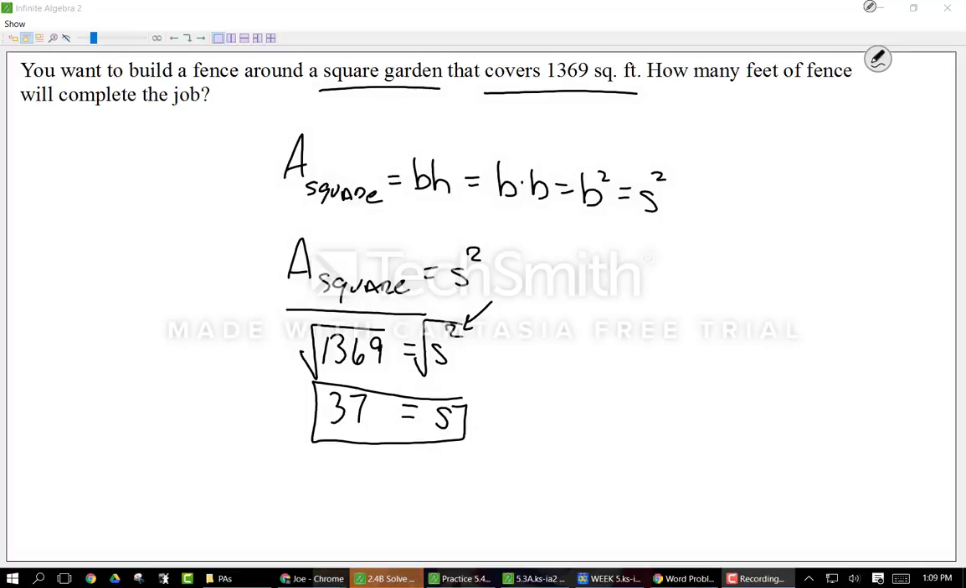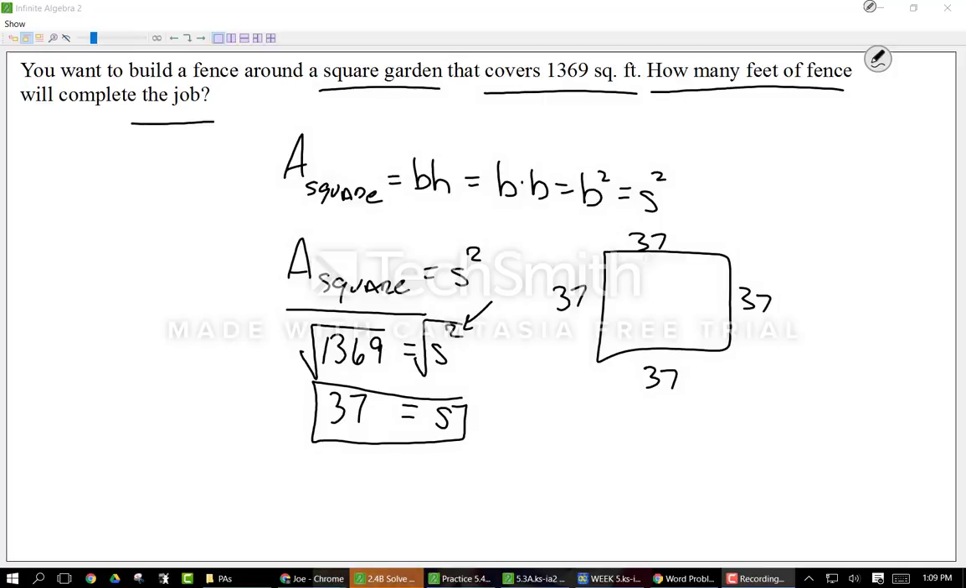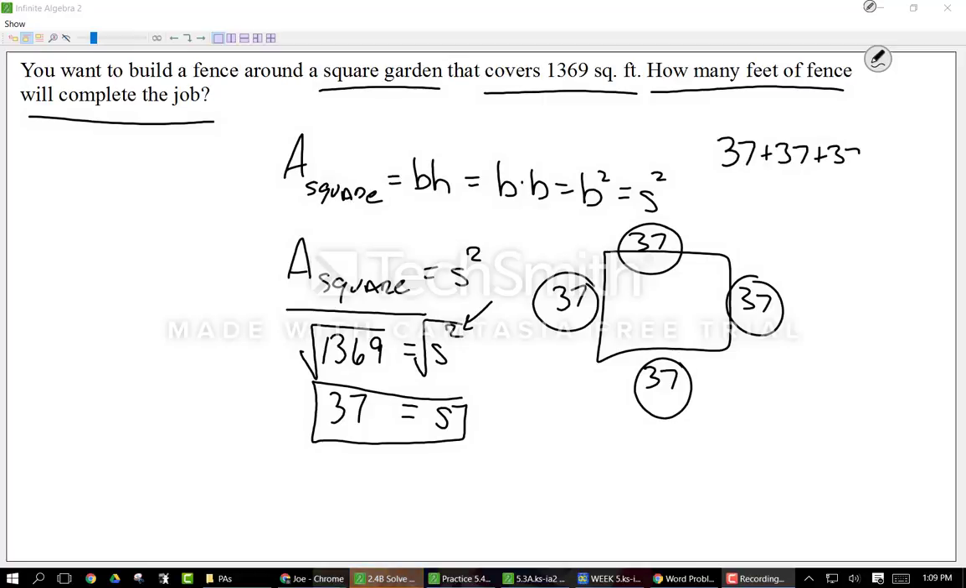Now let's draw a picture. If I have a square garden, this side is 37, 37, 37, and 37. It's a square, so every side has to be the same. Now the question asks, how many feet of fence will complete the job? Well, what does that mean? That means we're finding perimeter. Perimeter is taking the sides and adding them all up. So 37 plus 37 plus 37 plus 37, or 37 times 4, the number of sides.